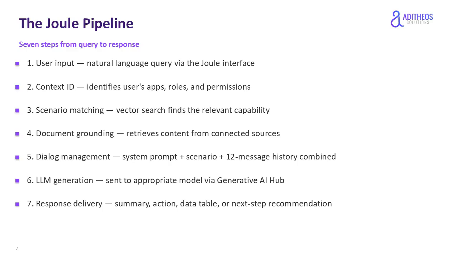Step 3. Scenario matching. A vector search runs across the scenario catalog to find the most relevant capability for your query, filtered to what you're actually authorized to access. Step 4. Document grounding. If customer documents are connected, for example via SharePoint through SAP's document grounding service, relevant content is retrieved and included.